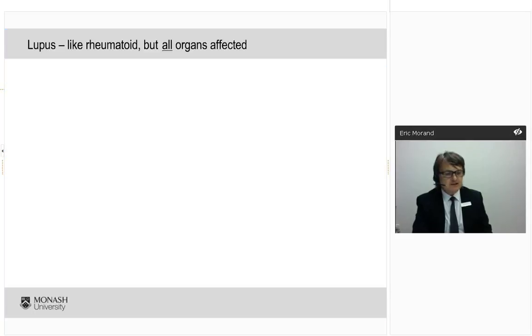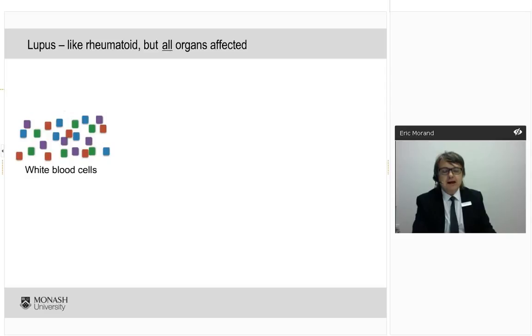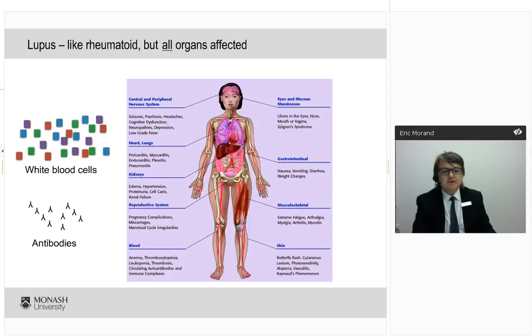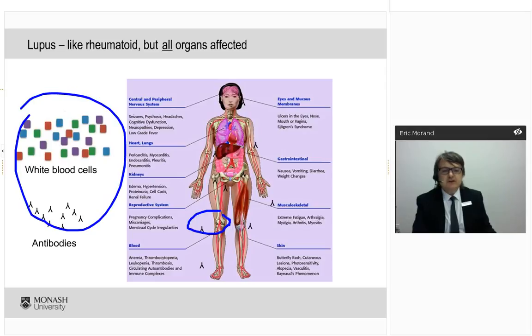Lupus is in some ways a similar disease to rheumatoid arthritis. We have abnormal activation of white blood cells and the production of antibodies. However, in lupus, these antibodies cause damage in just about every organ system of the body. So lupus does affect the joints, just like rheumatoid arthritis does, but lupus can also affect just about every other organ of the body, including the heart, the lungs, the brain, the kidneys, the skin, the bone marrow, the spleen, the liver. Really just about every organ can be affected by lupus, just as shown in this diagram. So the similarity to rheumatoid is that it's caused by the immune system, and the difference is that rather than just affecting the joints, it can affect multiple parts of the body.